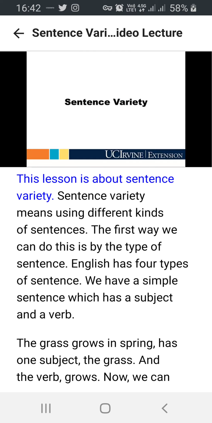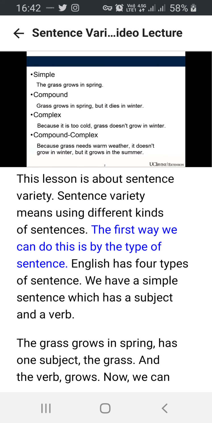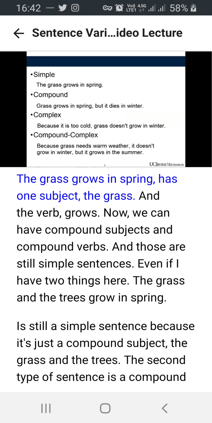This lesson is about sentence variety. Sentence variety means using different kinds of sentences. The first way we can do this is by the type of sentence. English has 4 types of sentence. We have a simple sentence which has a subject and a verb. The grass grows in spring has one subject, the grass, and the verb grows.